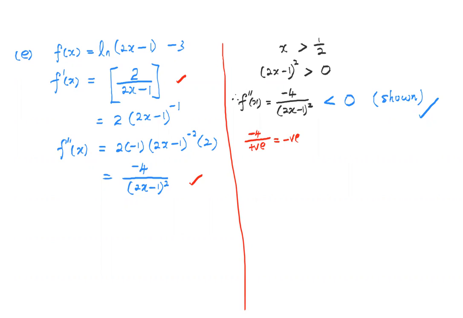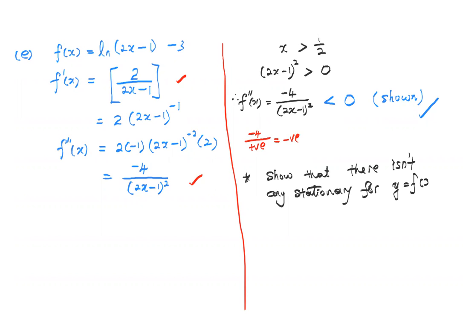Okay, since you are asking the question, I set an extra question for you from here. Show that there isn't any stationary point for y equal to f(x). So how am I going to do this?